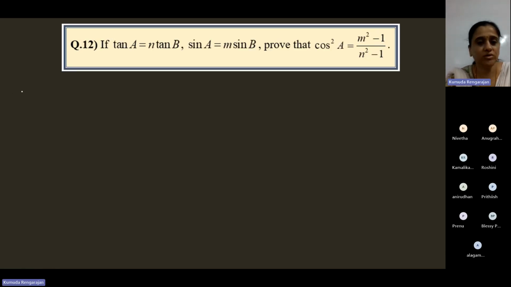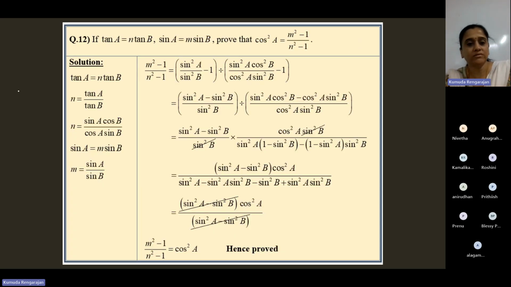Okay, so tell me, let's do it again. What is m squared? We'll just see this step alone again. After substituting m square minus 1, n square minus 1, I said common denominator, LCM. Then after LCM, this division becomes multiplication, and we take the reciprocal. When you take the reciprocal, the sine square b and the sine square b will get cancelled. So you will have this cos square a in the numerator, and that only is the answer, cos square a.